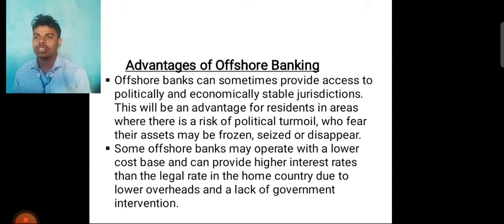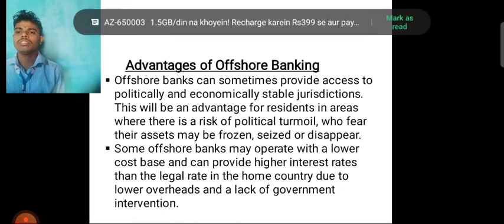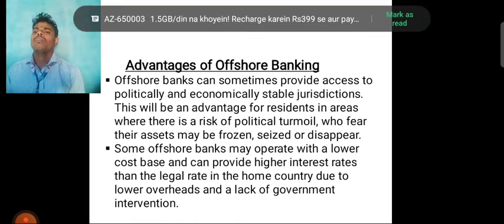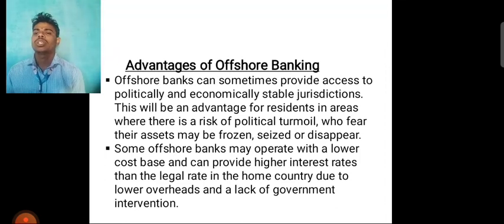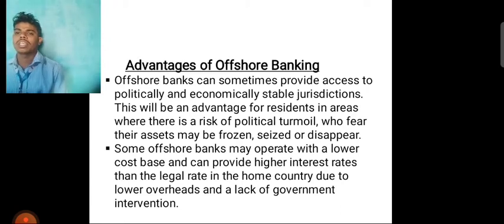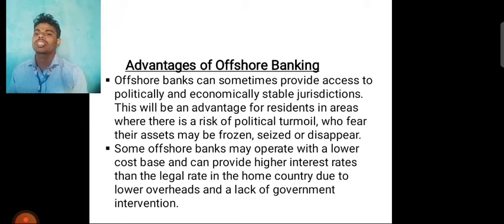What are the advantages of offshore banking? First advantage is that an offshore bank can sometimes provide access to politically and economically stable jurisdictions. This is an advantage for residents in areas where there is risk of political turmoil, who fear their assets may be frozen, seized or disappear.